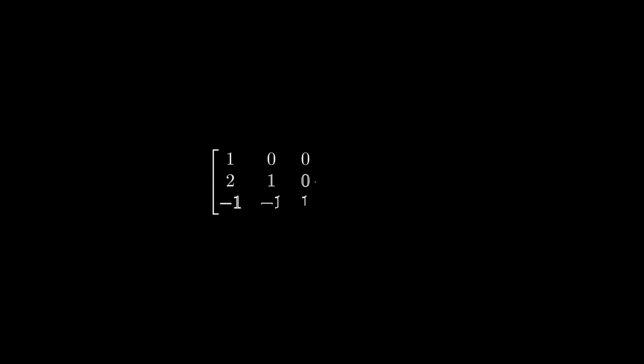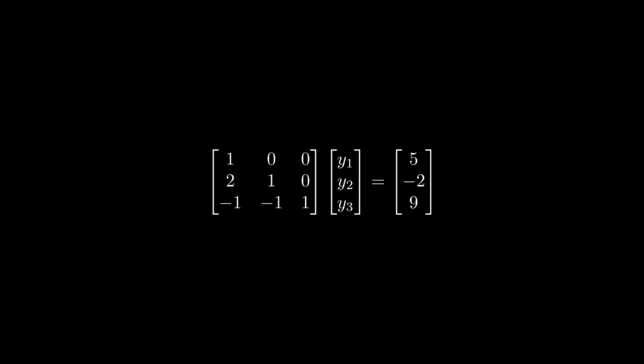So we know what L is. We found that already. It's the following matrix. And we'll consider some vector b. Of course, this will be given to you. And we'll say it's 5, -2, and 9. So now we want to use this matrix L to solve this system for y.